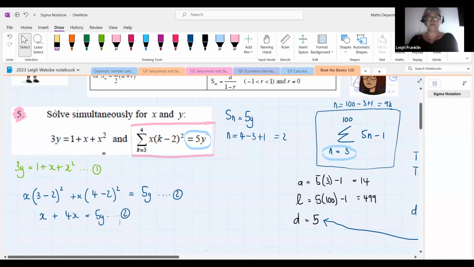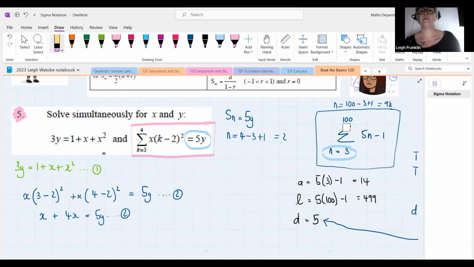Are the rest of us following? Is this making sense to everybody? Thumbs up, thumbs down. Are you okay? Yes. Okay, so now I want you to solve simultaneously. We've done the hard part together. Lovely. You guys solve simultaneously for X and Y, please, Matrix.